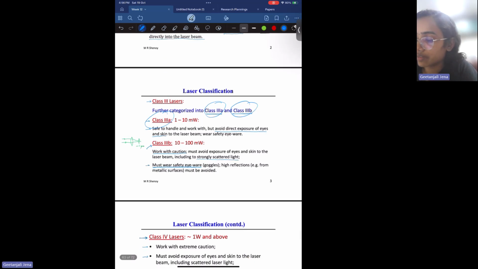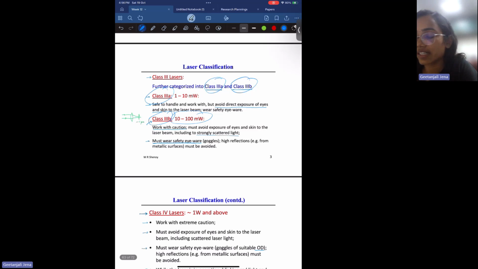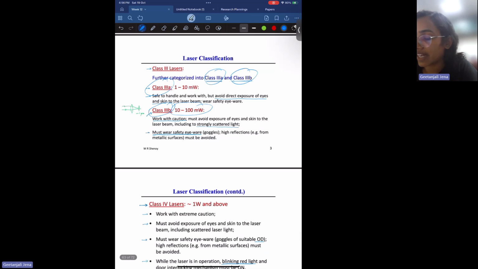Class 3B laser has power in the order of 10 to 100 milliwatt. These are worked with caution, and exposure of the eye or skin to the laser beam is avoided, including the scattered as well as the incident beam. You have to avoid looking directly at the laser. For that, you should use goggles or high reflectors to avoid damage from the power of the laser beam.